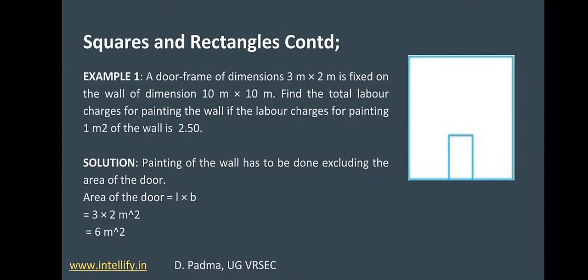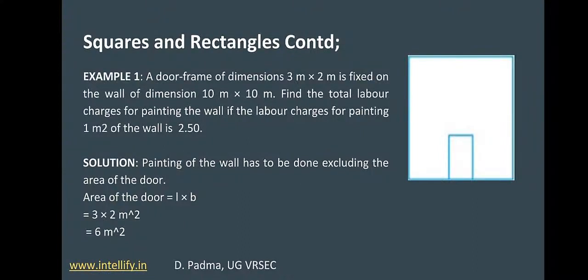Now we have to find the total cost for the total area of the wall. In the solution, painting of the wall has to be done excluding the area of the door. We don't have to paint the door, only the wall. So first we have to find the area of the door, and after that the area of the wall. Then we subtract the door area from the total area of the wall.